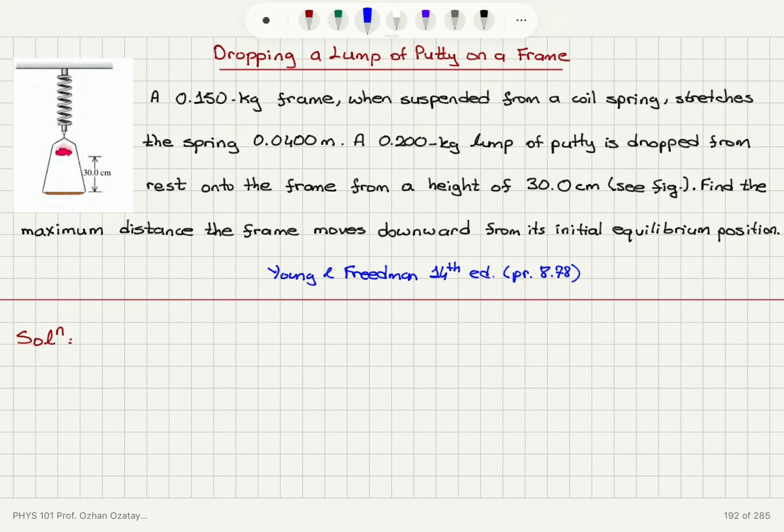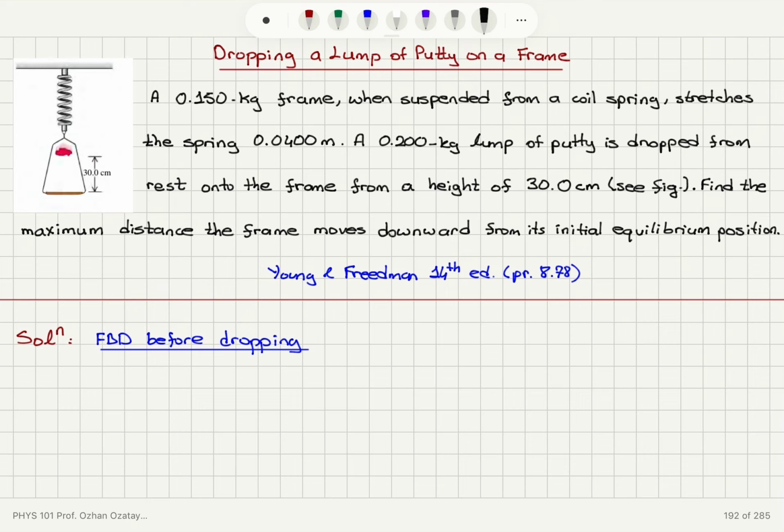Okay, so if I draw the free body diagram of the frame before dropping the lump of putty, there are two forces I would identify. That is the weight of the frame pointing down, and then there is the restoring force on the spring, which is pointing up in reaction.